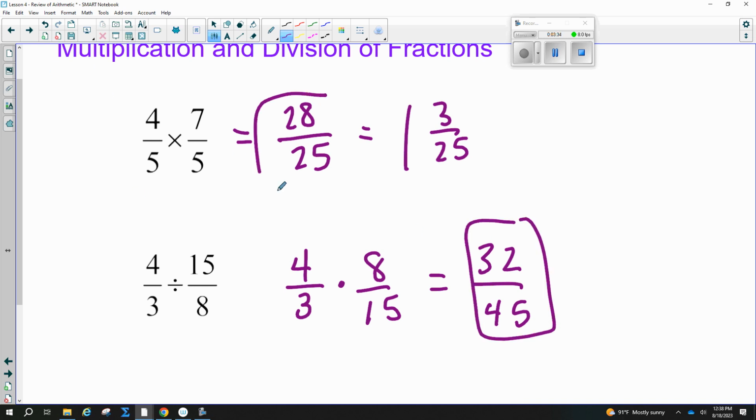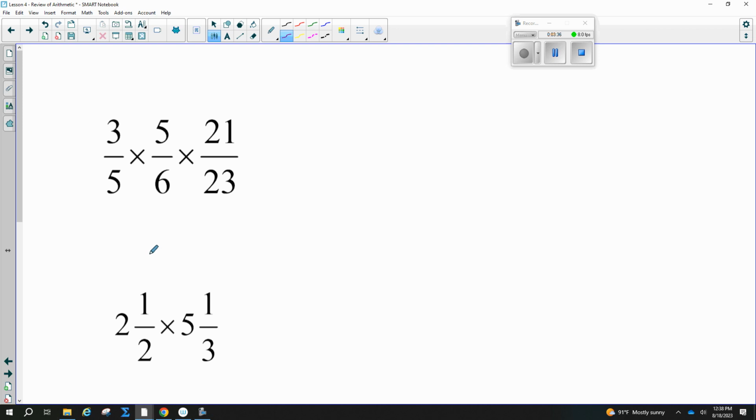All right, let's multiply 3 things. So first look to cross cancel. I've got 3/5 times 5/6 times 21/23. Raise your hand if you know something that can cross cancel because it makes your life much easier. Sonia. The 5 and the 5. 5 goes into 5 once. You don't have to write the ones, but you can, all right?